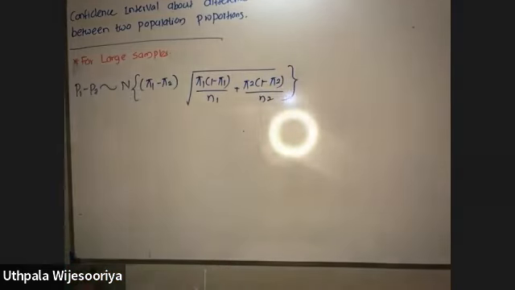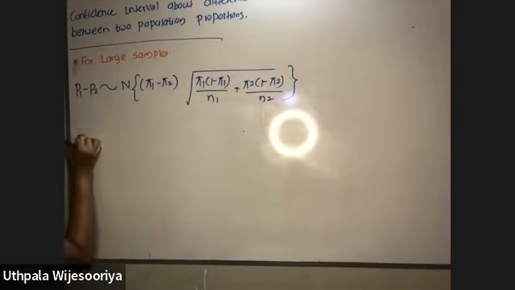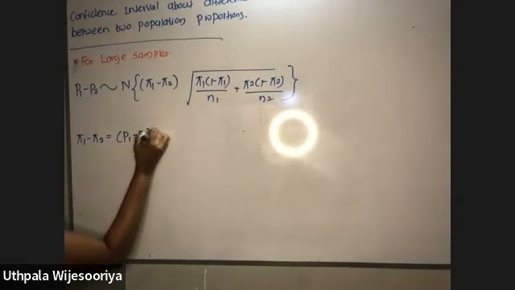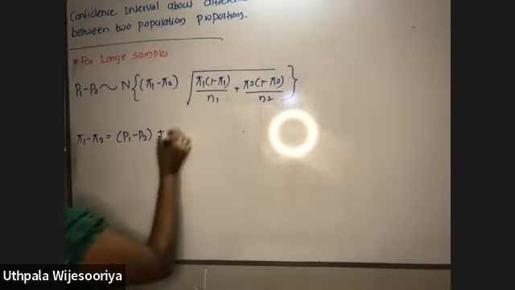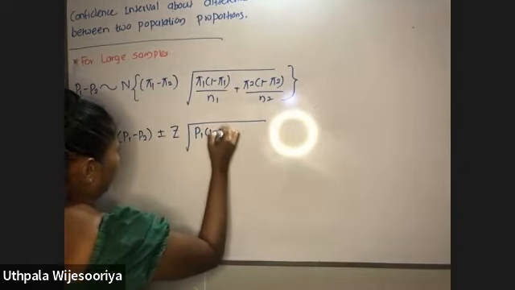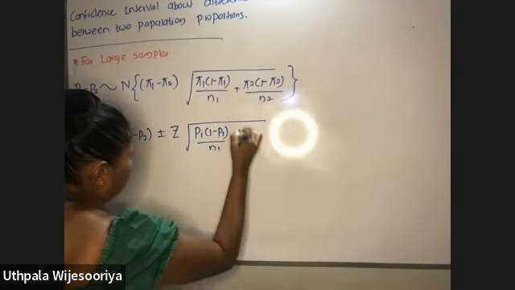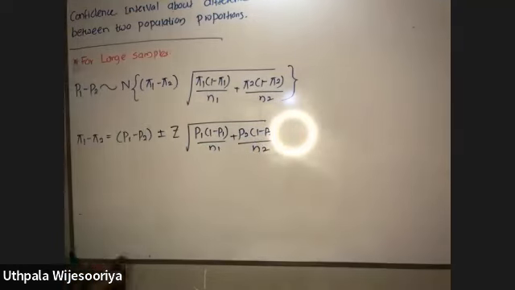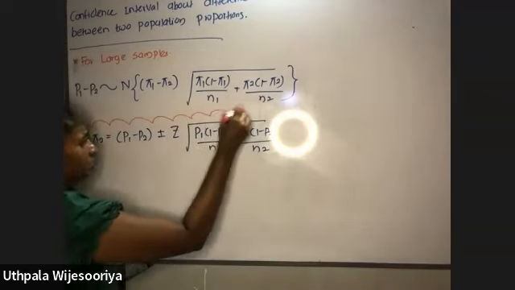But now our estimation of pi 1 minus pi 2 is done by replacing with p1 minus p2. So therefore, what is our confidence interval? Pi 1 minus pi 2 is equal to P1 minus P2 plus or minus Z into the square root of P1 into 1 minus P1 over N1 plus P2 into 1 minus P2 over N2. This is the confidence interval for the difference between two population proportions.